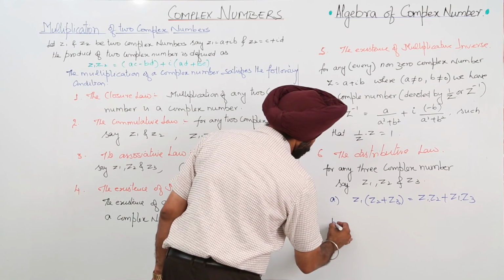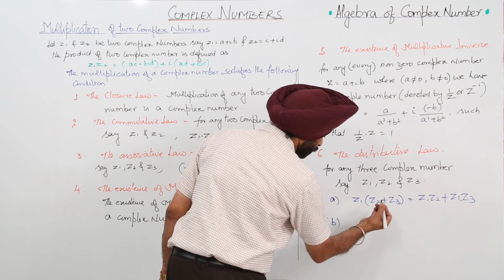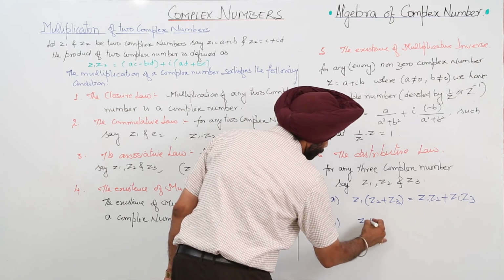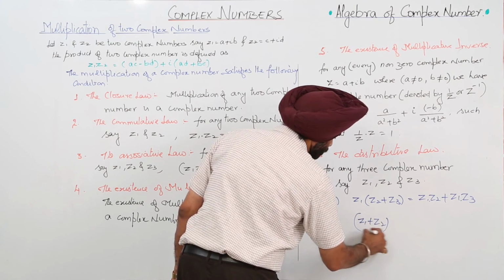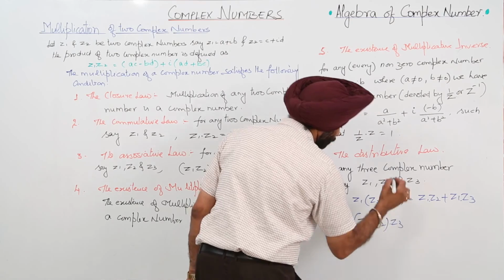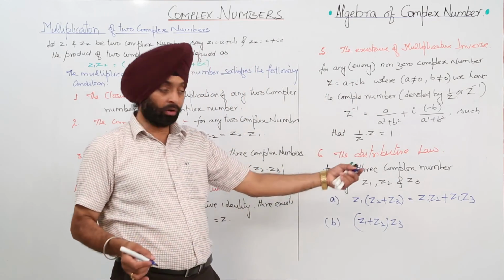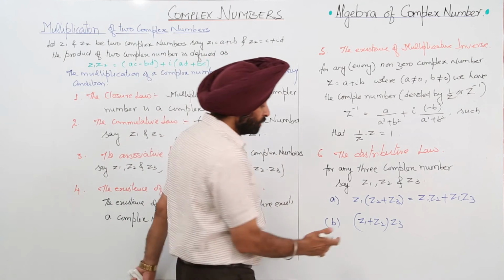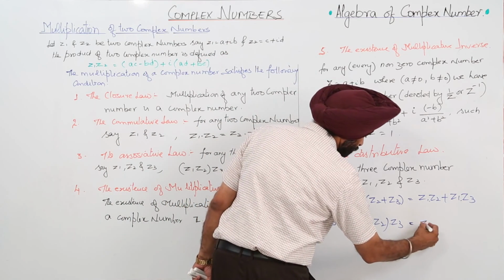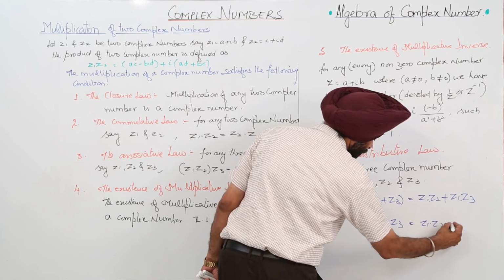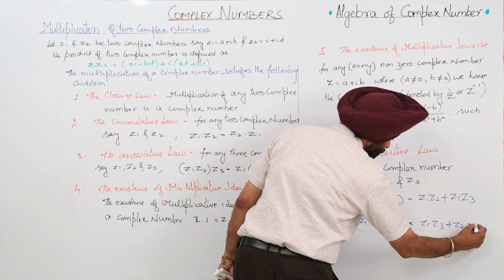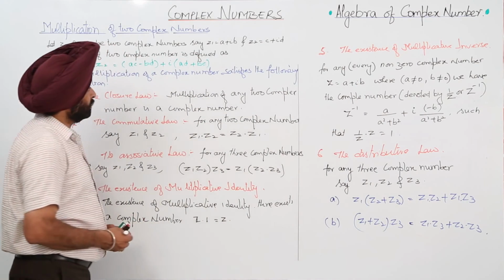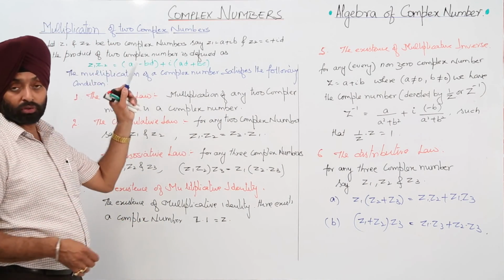And what will B be? Now we have taken Z1 here in the multiplication. Now we are having Z1 plus Z2 with Z3, multiplying with Z3. Distributive law: we add the two and then multiply by the third one. What will the result be? Here this will become Z1 times Z3 plus Z2 times Z3. Is it clear? So these are the 6 properties for the multiplication of complex numbers.